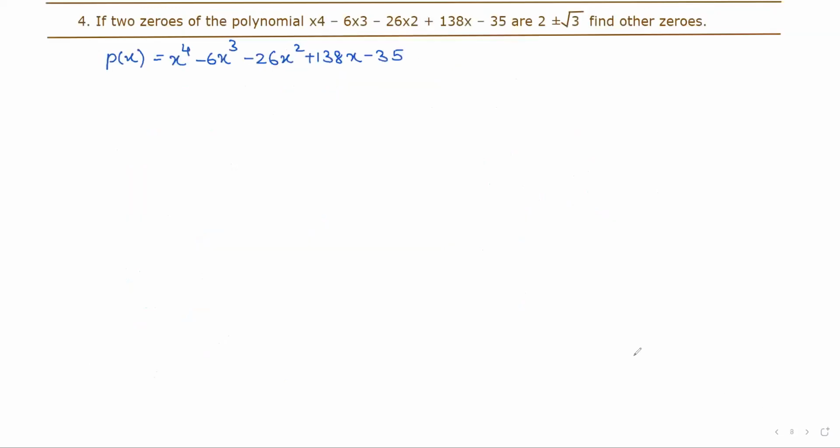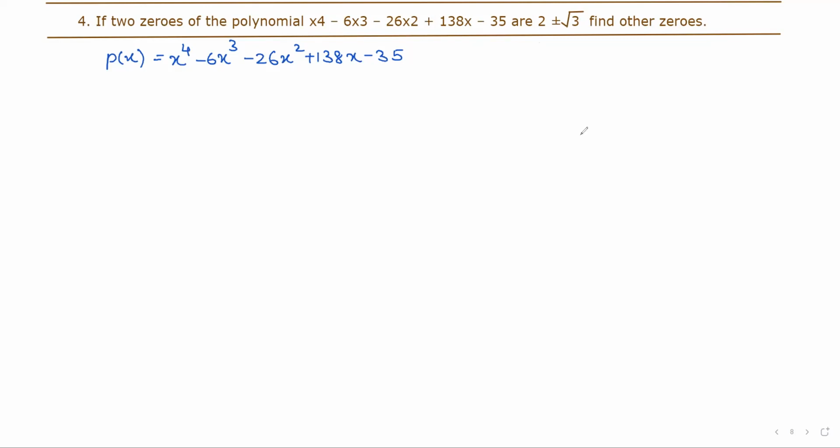Next question. If two zeros of the polynomial, this one, are given to you, find the other zeros. Now this looks like something of a problem that we encountered in the last exercise, but the roots given here are a combination of rational and irrational numbers. 2 is a rational number, root 3 is an irrational number. So what is given to you? P of x, a polynomial, is given to you. We've written the polynomial. Next, two roots are given to you.